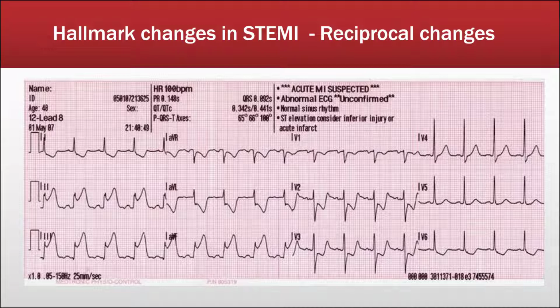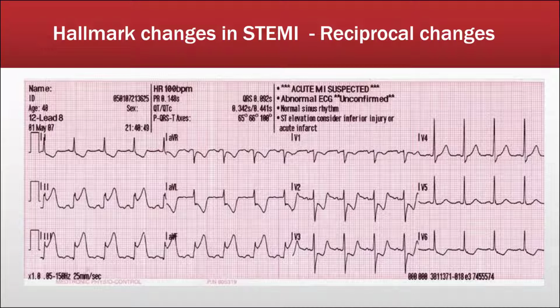Now, from a diagnostic point of view, this is brilliant. If you see ST segment elevation in two or more leads in a single group, and then see reciprocal changes in the opposing leads, the chances of this being an ST elevation MI are even greater.